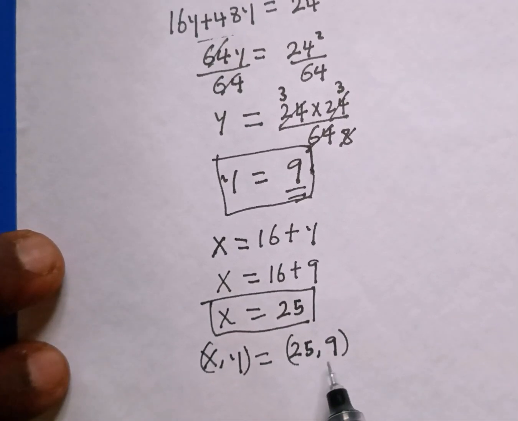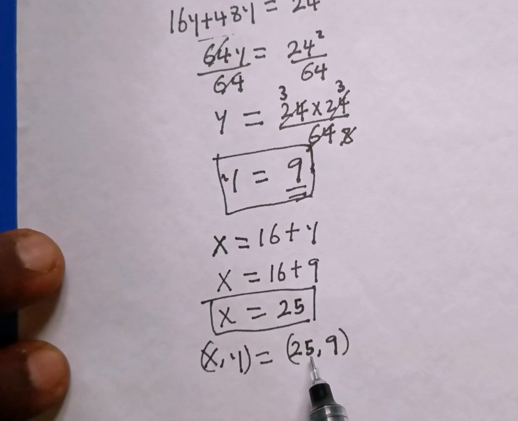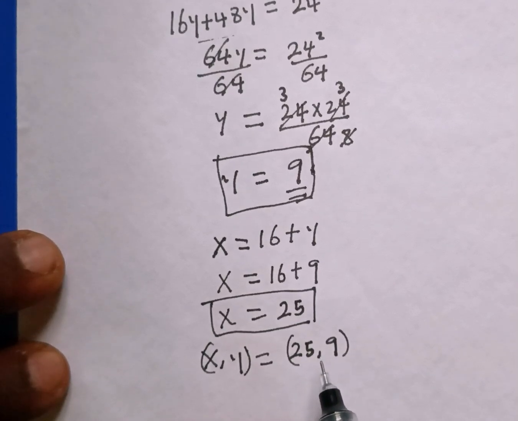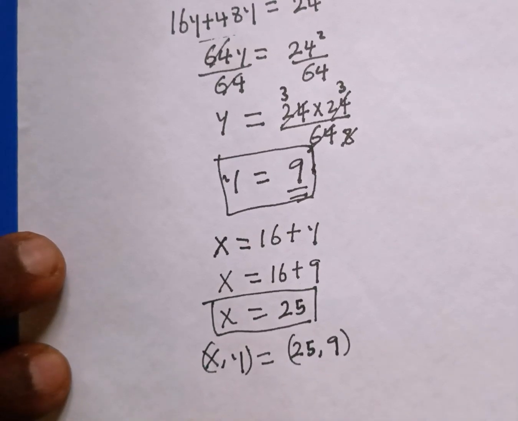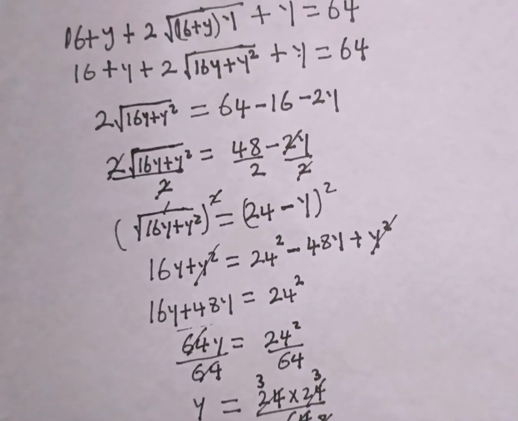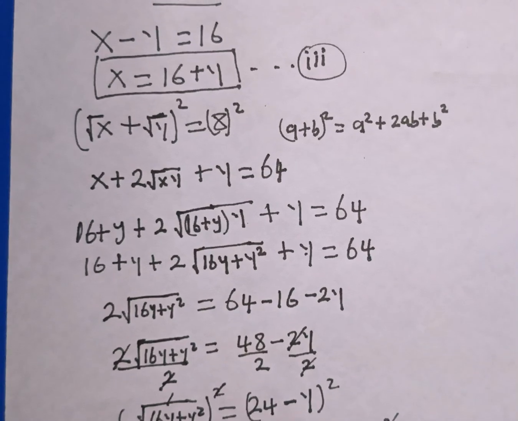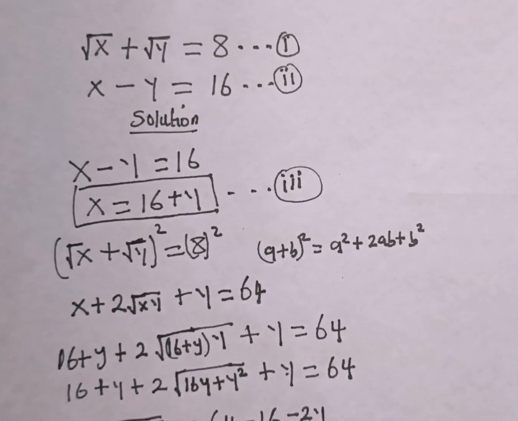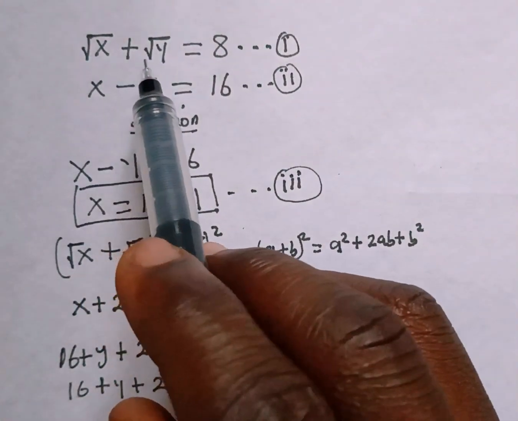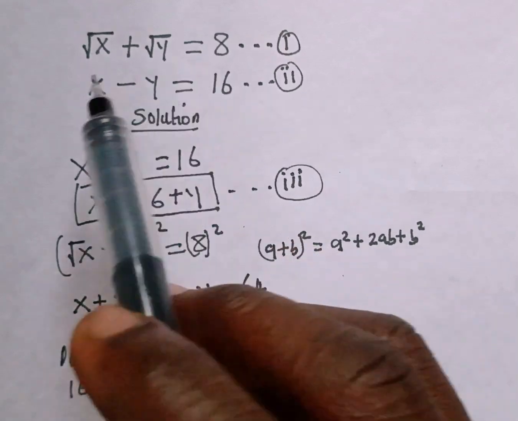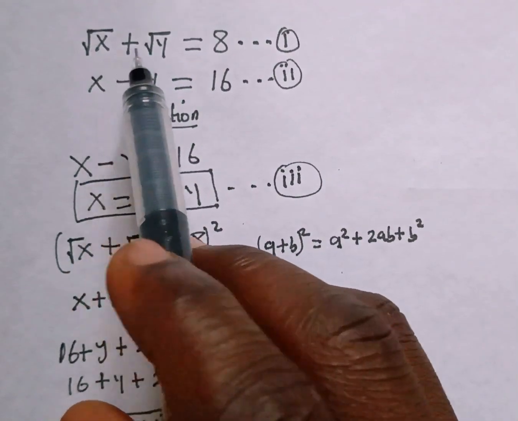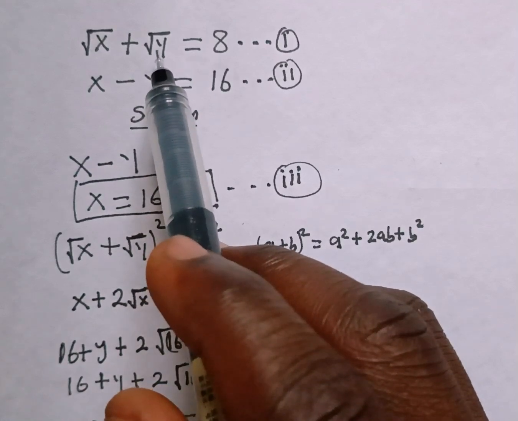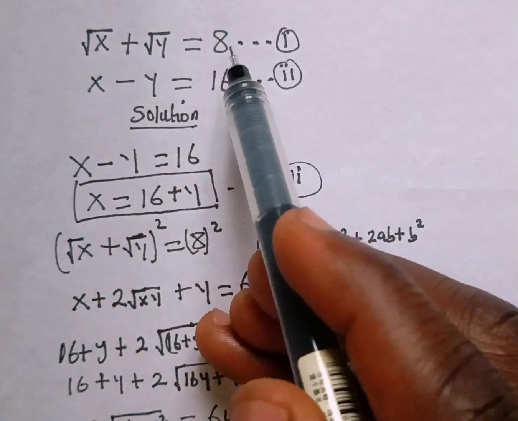Now we're going to check whether this value truly satisfies the equation by substituting 25 in place of x and 9 in place of y into the equation to see whether the left hand side is going to be the same as the right hand side. Now x is 25 and y is 9. From the original equation, equation 1, square root of x plus square root of y equal to 8. X is 25. Square root of 25 is going to give us 5. Plus y is 9. Square root of 9 is going to give us 3. 5 plus 3 is going to give us 8.